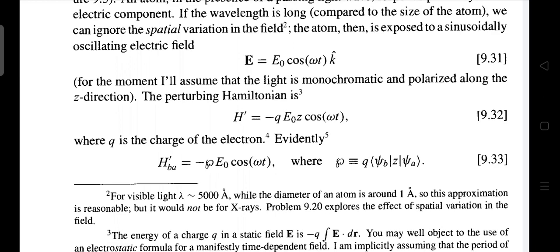What is monochromatic? Monochromatic means having only a single frequency. There is no different frequency. Otherwise the light is not monochromatic, and it is unpolarized light.